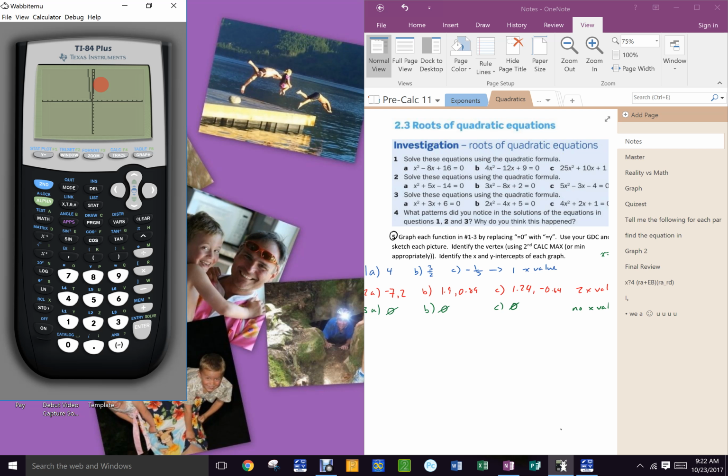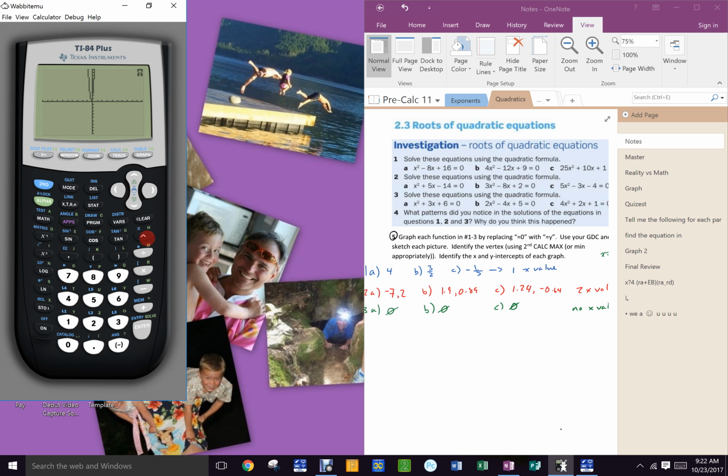Now, what have you noticed about all of these graphs? They've all been a curve, and they have bounced off the x-axis, haven't they? Which means they only touch the x-axis once, which is why we only have one root. Everybody good? Everyone's good? Okay, let's do number 2.